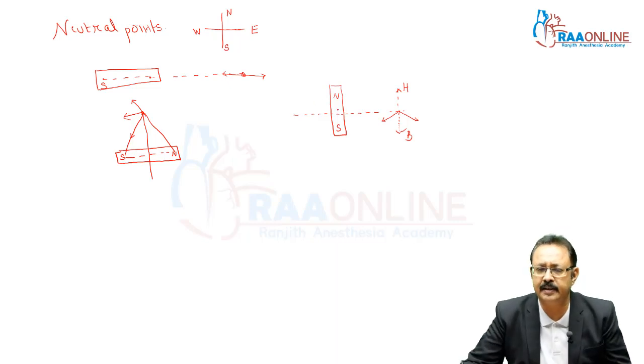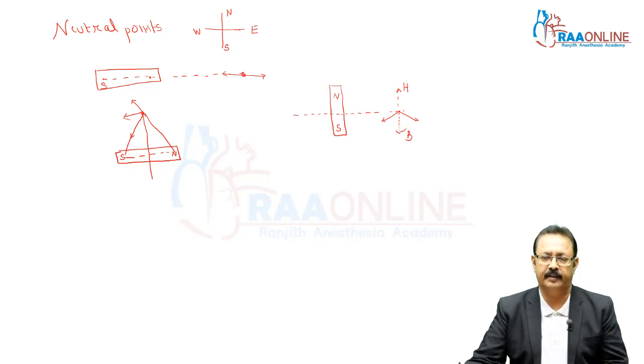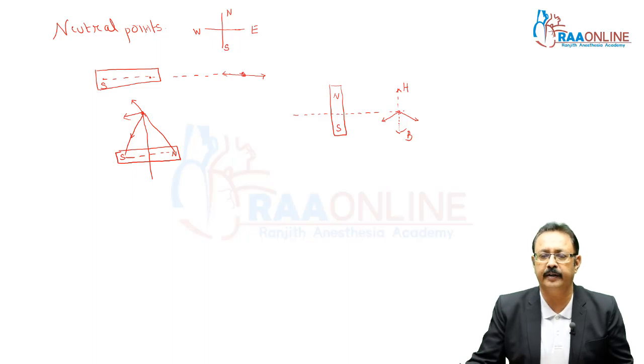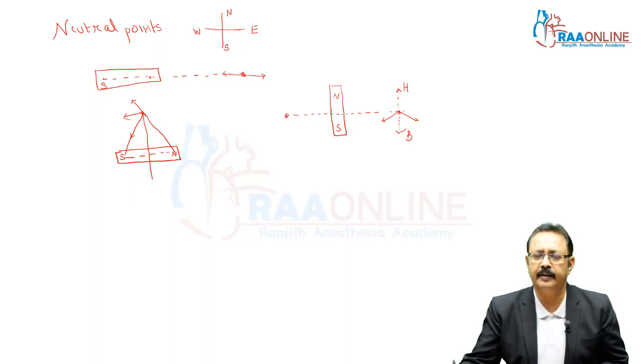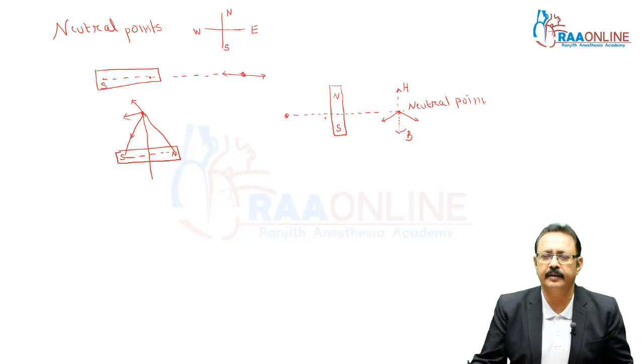By adjusting this distance, I can change the value of B, and I will get one place where they cancel each other. So I will get one neutral point here, and with the same concept, one neutral point on this side. So I will get two neutral points.